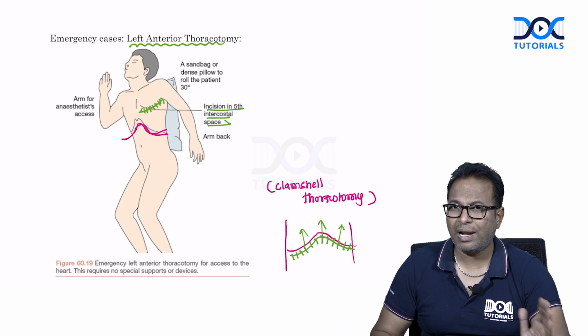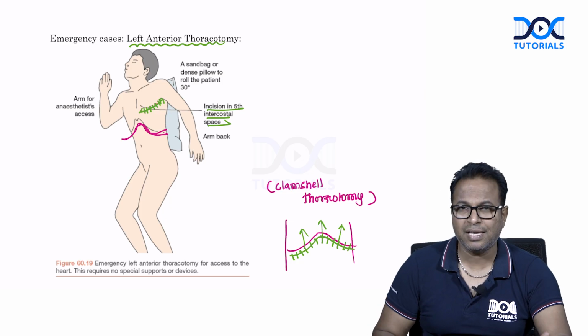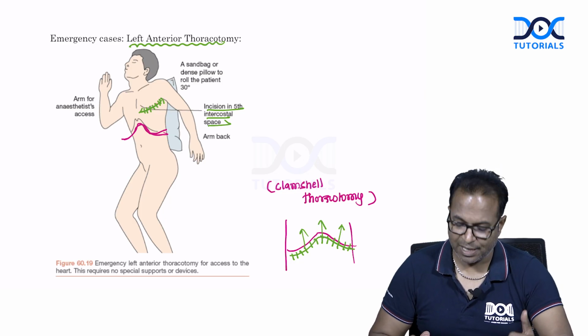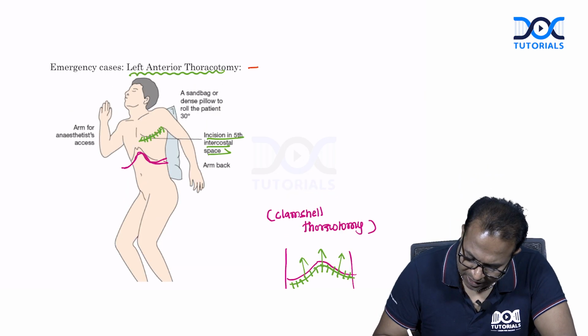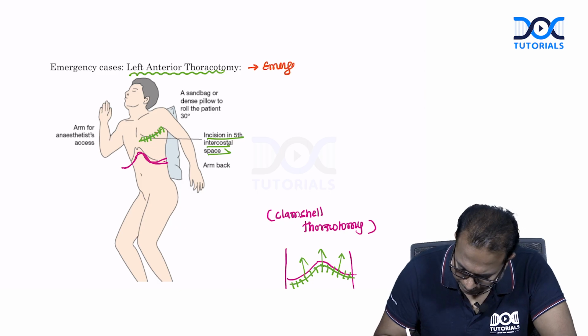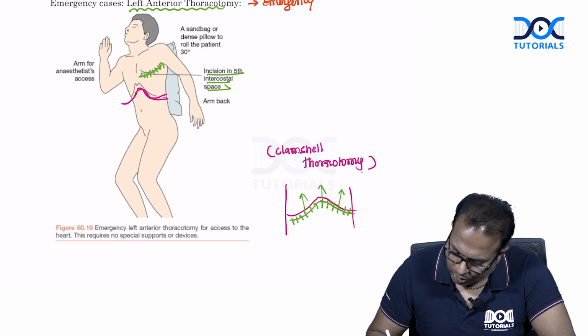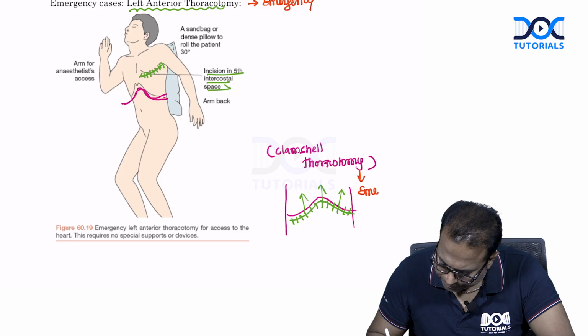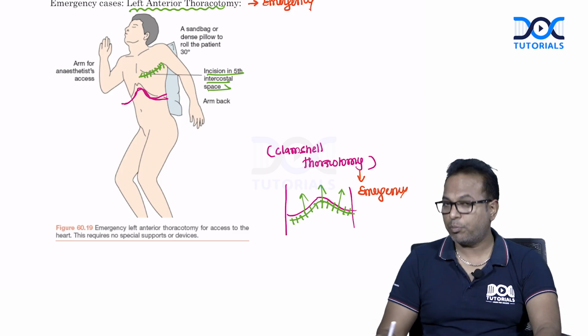Posterolateral thoracotomy is done as elective, anterior thoracotomy is done in emergency. Clamshell thoracotomy is also done in emergency. Okay, these points you should not forget.